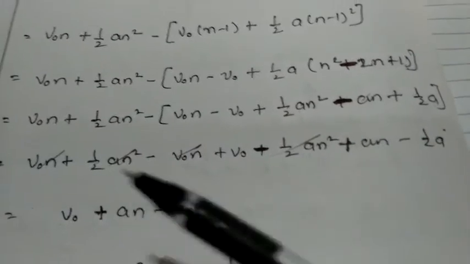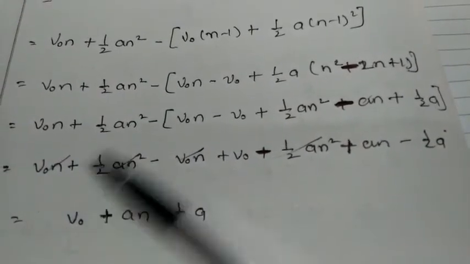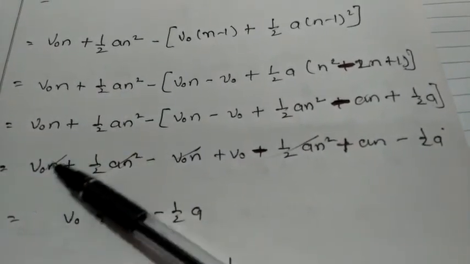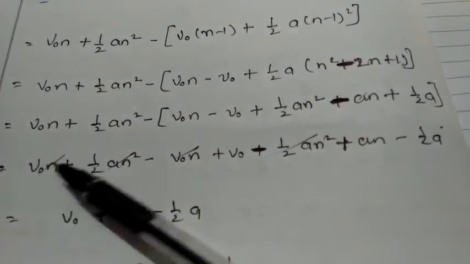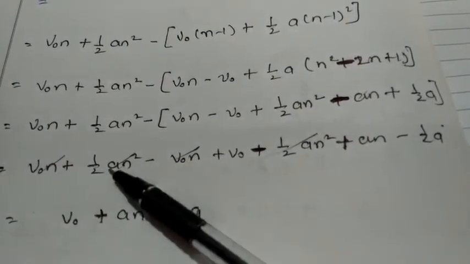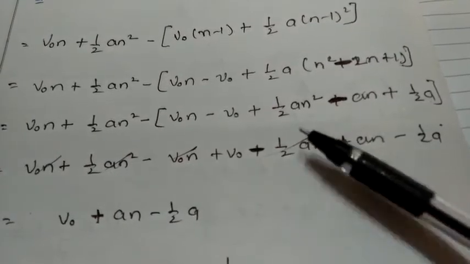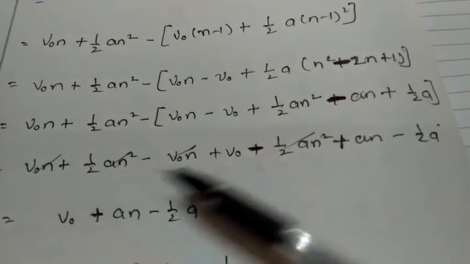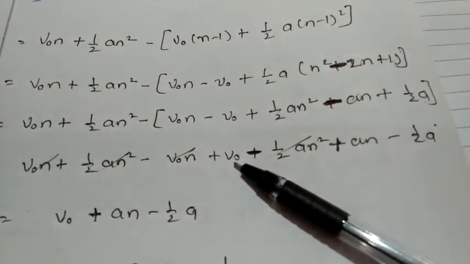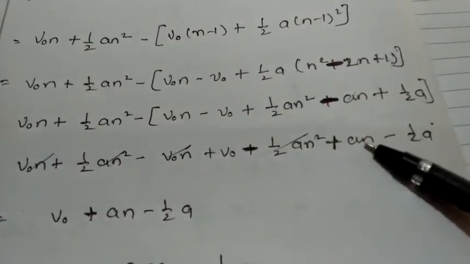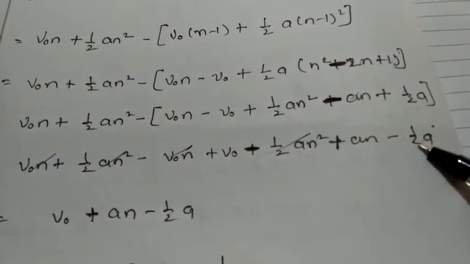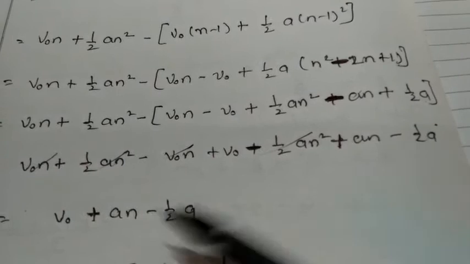Then we have cancelled all the terms which can be cancelled, like it is plus v naught n, here minus v naught n, plus half a n square minus half a n square. These terms will cancel and we have only v naught plus a n minus half a, that we have written here.